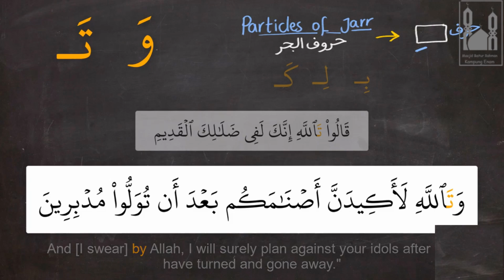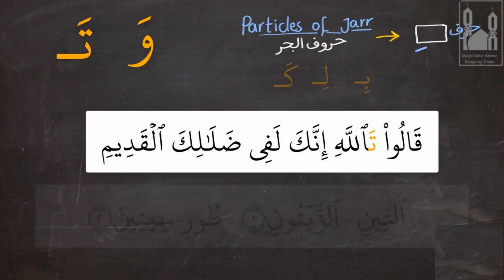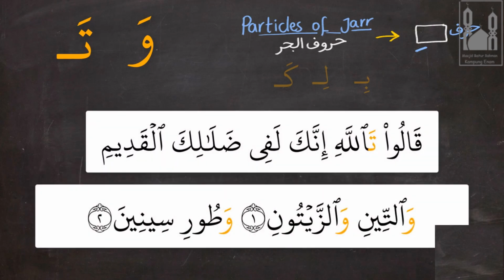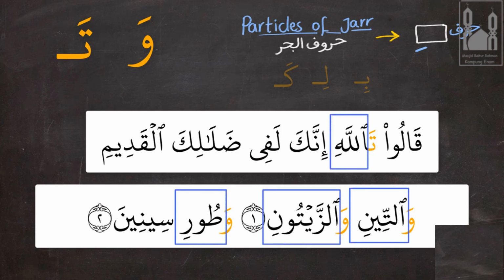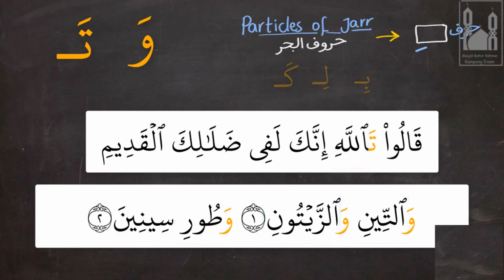مدبرين. The first thing that we notice is that these two particles are attached only to nouns, or in Arabic, to ism only. And the second thing that we notice is that the noun attached to them has kasra as a case ending, which is exactly the expected function of huruf al-jar, or particles of jar.